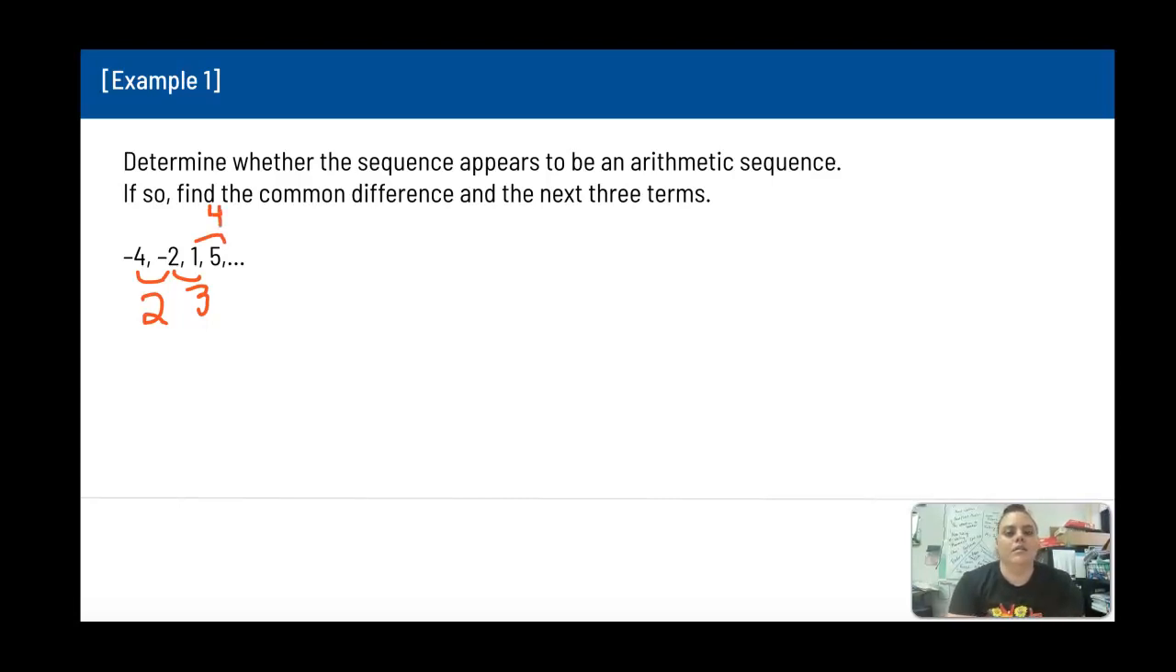These are not the same number, so we do not have a common difference, and this is not an arithmetic sequence. You try. Determine if this similar sequence is arithmetic, and if it is, find the next three terms. You should find that this is an arithmetic sequence. We are decreasing by 3 each time, and so the next three terms are -8, -11, and -14.